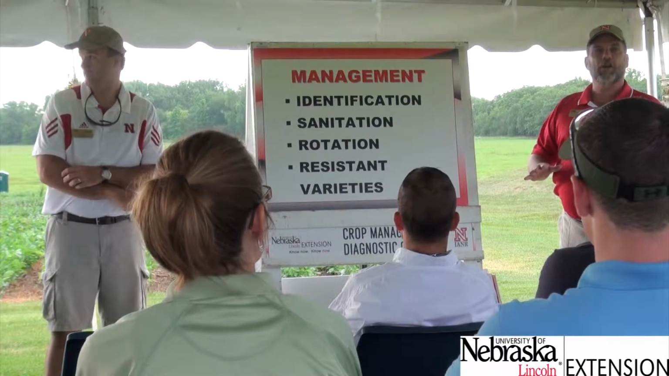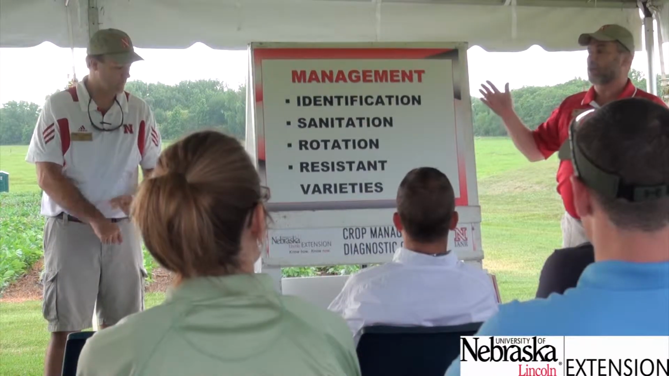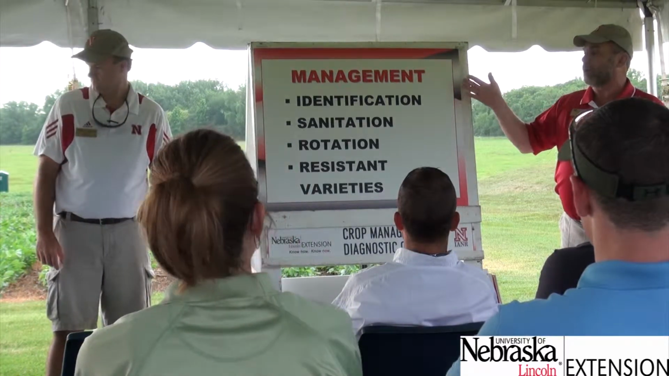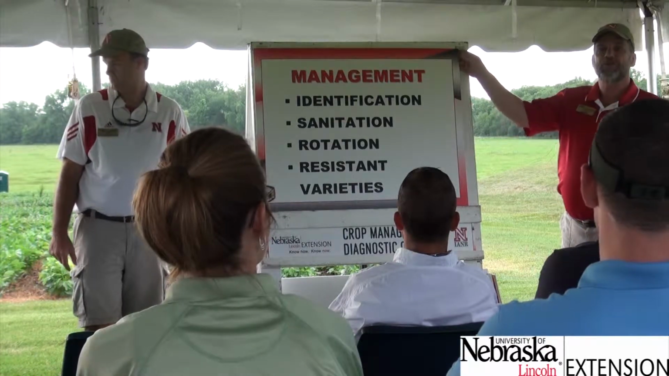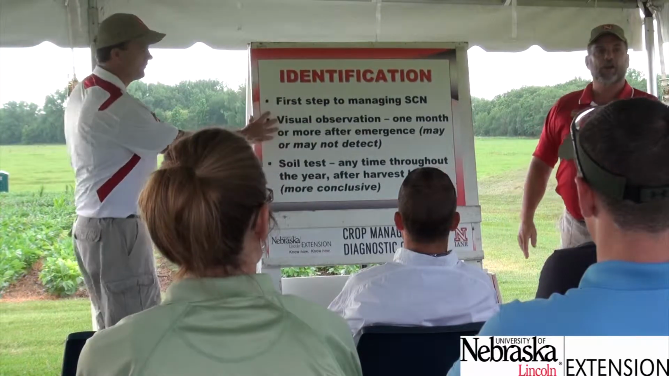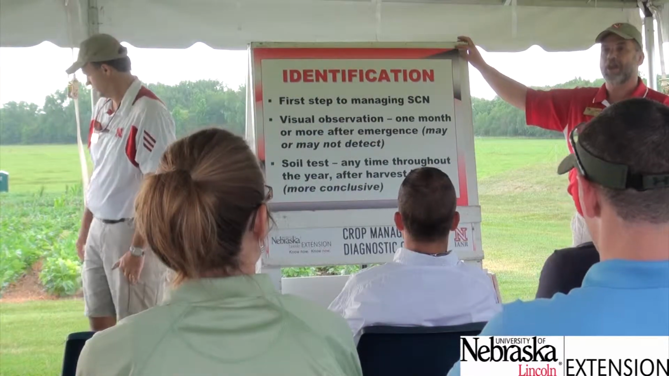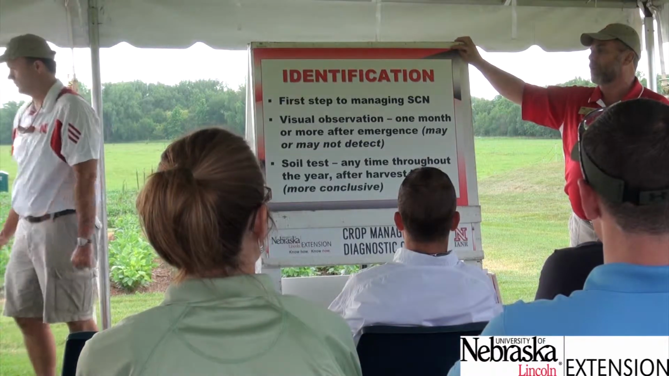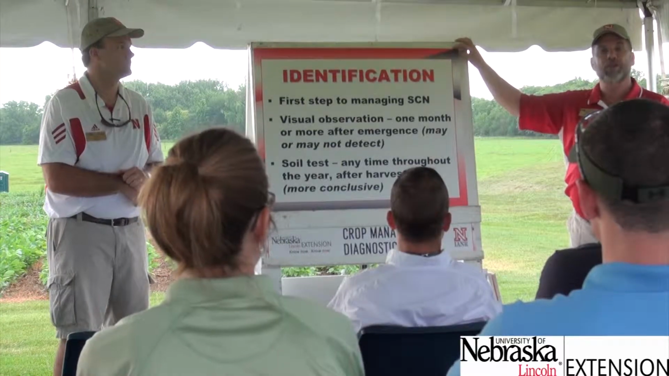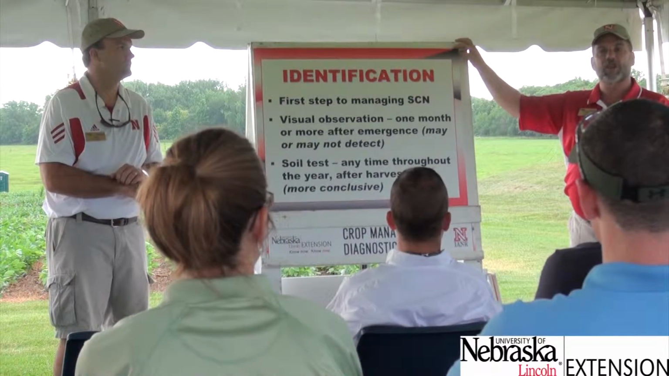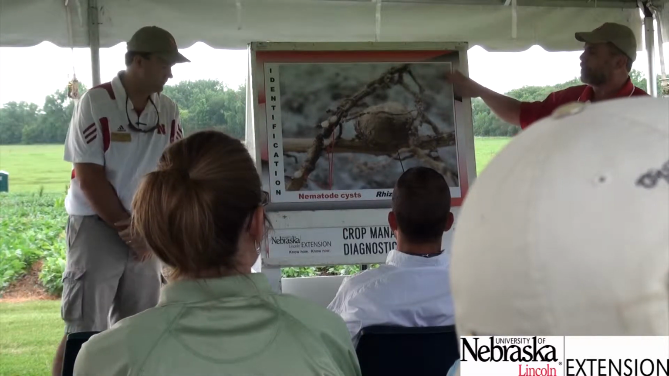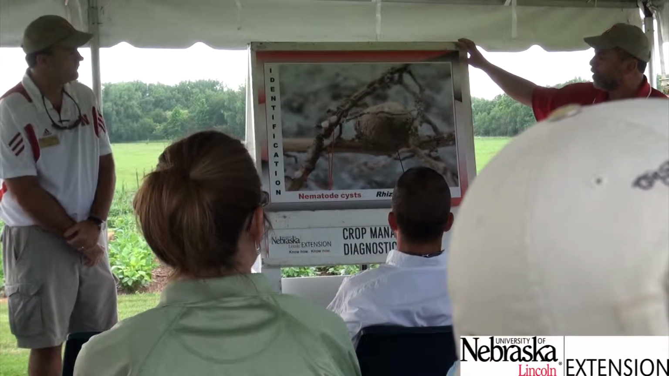So we need to identify it, and that's the first key. Once we've identified it, we're going to rely on sanitation, rotation, and resistant varieties to help in the management process. So identification is the first step in managing SCN. We can do this one of two ways: either visual observation if we're out in the field scouting, where we pull up a few plants and take a look at the root.